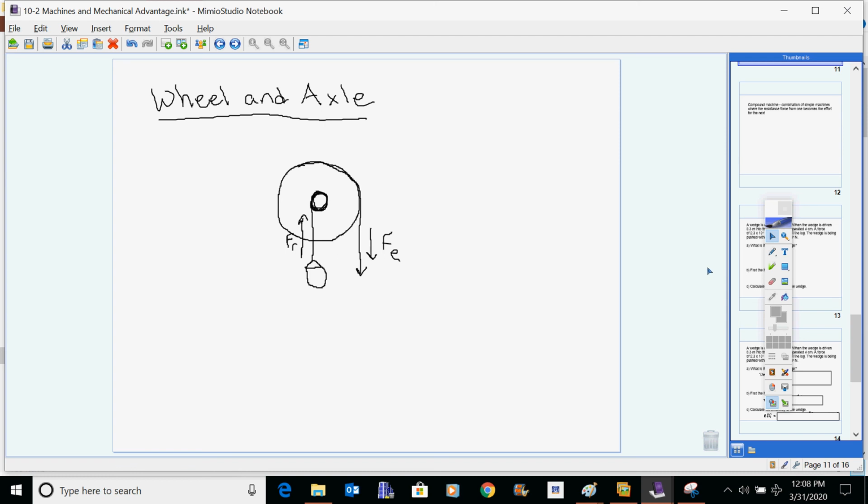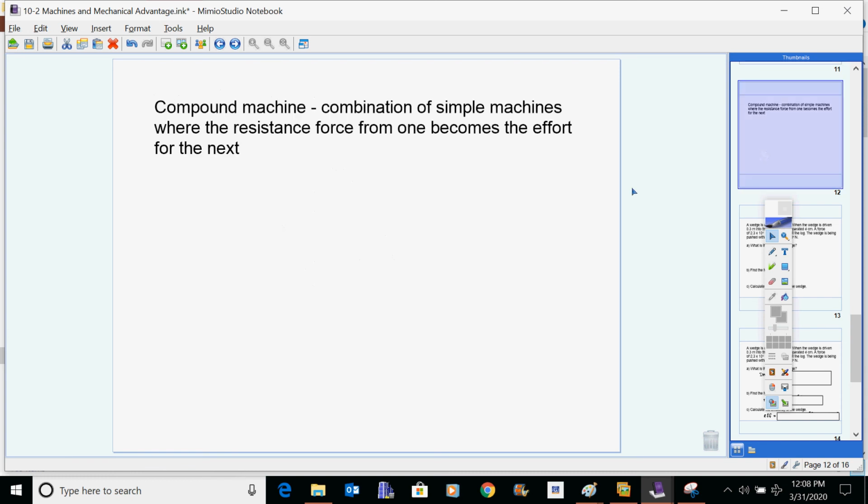Now we know that a lot of times you don't have one machine, you have a whole series of machines that work in tandem with each other. They're connected so that the effort from one turns into a resistance, but then that becomes the effort for the next machine. And when that happens, we call it a compound machine, because it's not just one part, it's a piece that's making another piece happen, that's going to make another piece happen, that's going to make another piece happen.